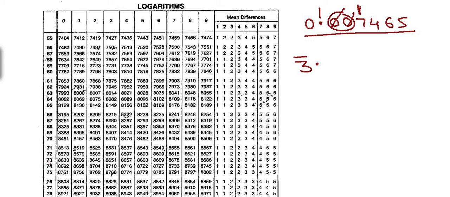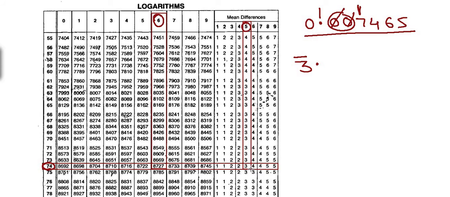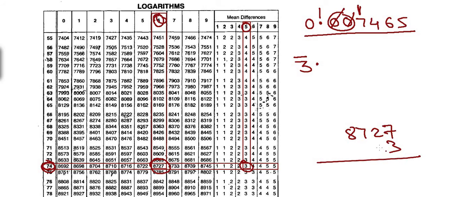7, 4. Locate 74 in the first column. So this is where the 74 is. Then 6 in the first row. This is 6, and the mean difference is equal to 5. Now mark the row of 74. So this is the row of 74, the column of 6, and the mean difference 5. Therefore the intersection of 74 and 6 is at 8727, and the mean difference of 5 is equal to 3. Now add the mean difference to 8727, that is equal to 8730.